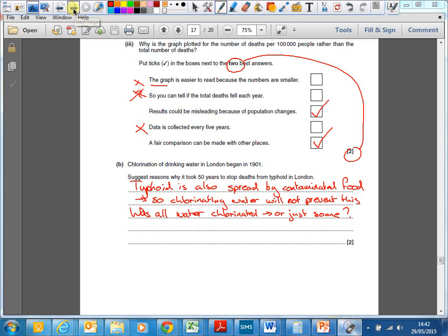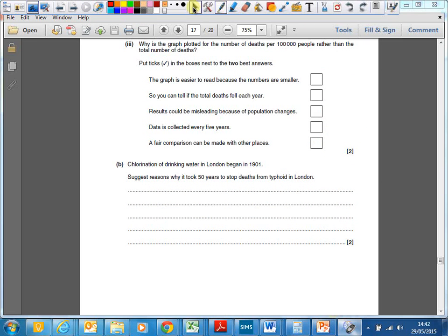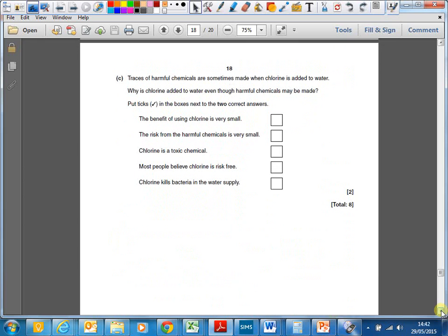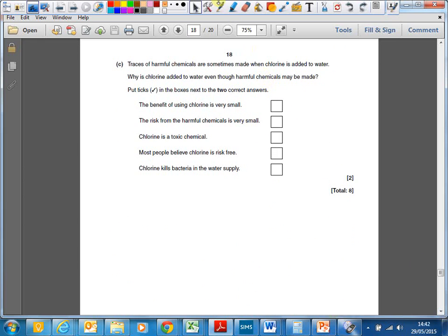Final question for here then. Traces of harmful chemicals are sometimes made when chlorine is added to water. Why is chlorine added to water, even though harmful chemicals may be made? And this is the risks versus benefits question. Put ticks next to the boxes to the two correct answers. 2 ticks, 2 marks.